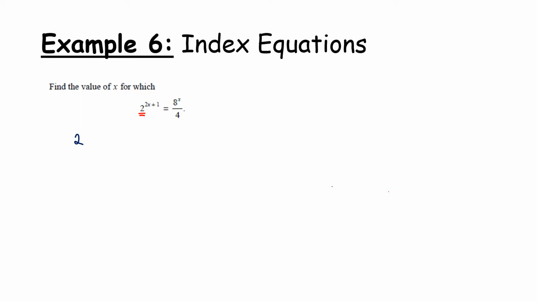So I get 2 to the power of 2x plus 1 is equal to. Now, 8 can be written as 2 to the power of 3, and it's still to the power of x. And 4 can be written as 2 to the power of 2. So the next thing I'm going to do is for this top part here, I'm going to work with equation 3, just that top line. So the left hand side stays 2x plus 1.